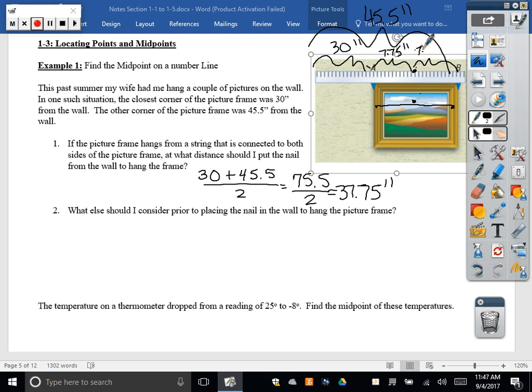7.75 inches. Okay? And so, yeah, that's what we're looking for, the middle point.